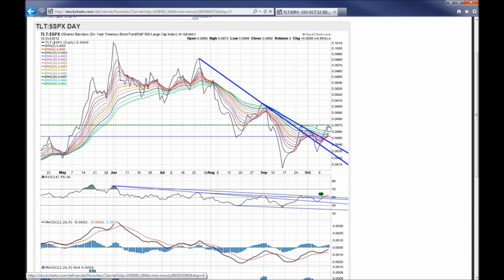If we can clear this piece of resistance on this chart, that would be bearish for stocks if this chart moves into this area.